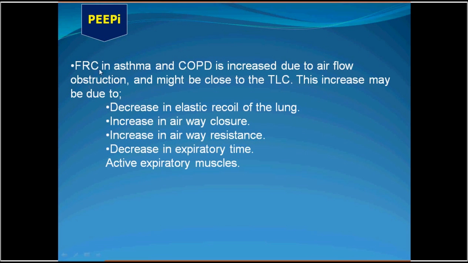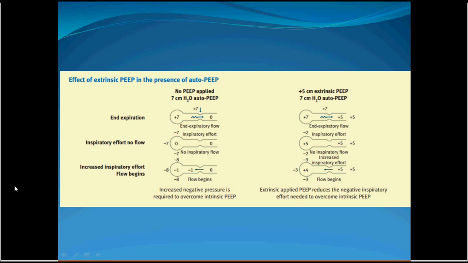Intrinsic PEEP is usually present. The functional residual capacity in asthma, bronchitis, and COPD is increased due to air obstruction or dynamic hyperinflation and might be close to the total lung capacity. So the remaining part of the volume will be small for the tidal volume. And this may be due to decrease in the elastic recoil of the lung due to hyperinflation, increase in airway closure, increasing the airway resistance, decreasing the expiratory time with active expiratory muscles.